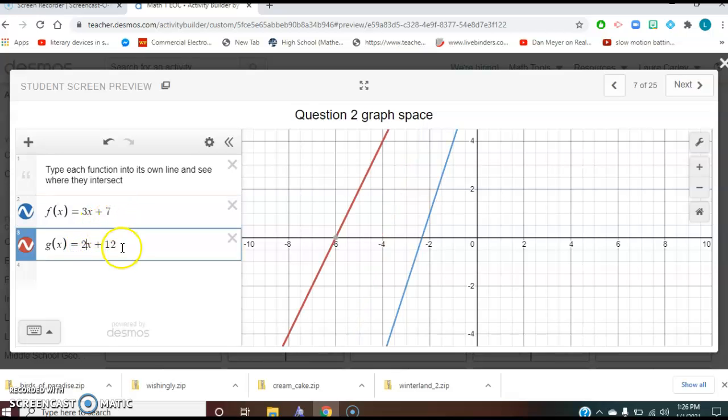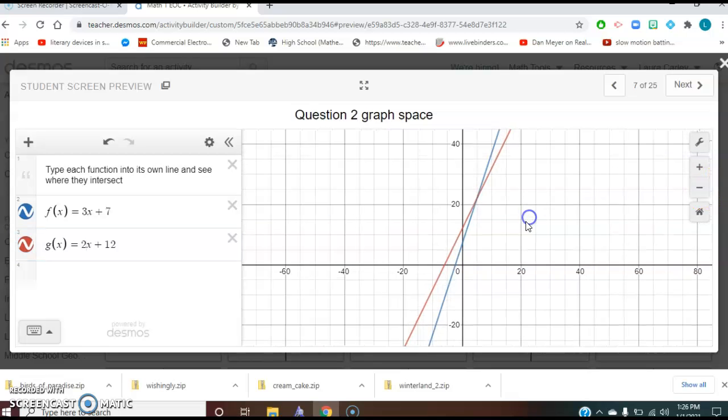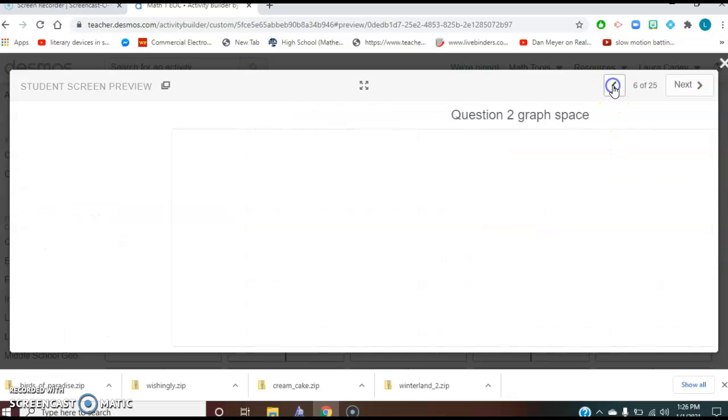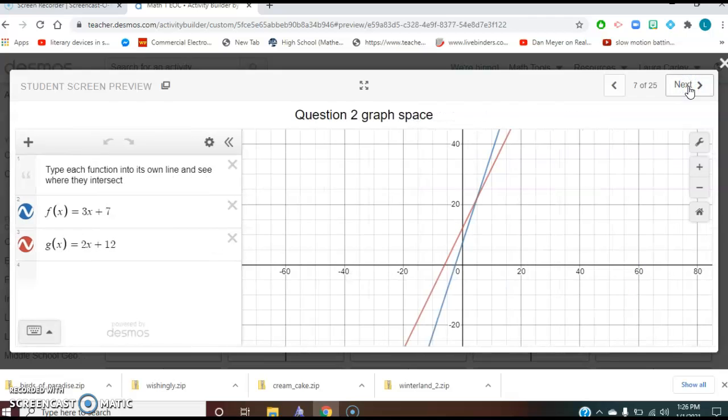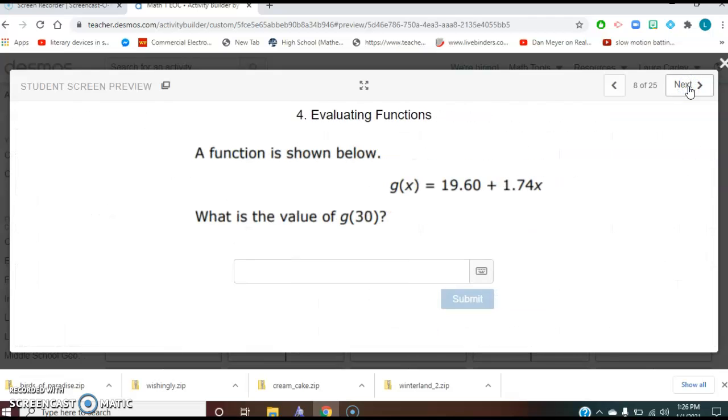All right, and the question wants us to see where they intersect. So you can zoom out, and they intersect at the point (5, 22). And this one says, what is the x value? So that's the first part of the point. So the first part of that point was 5. All right, so those first couple of examples were how to solve and find where they intersect.